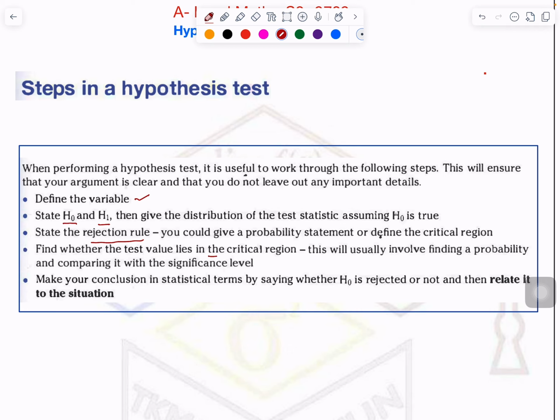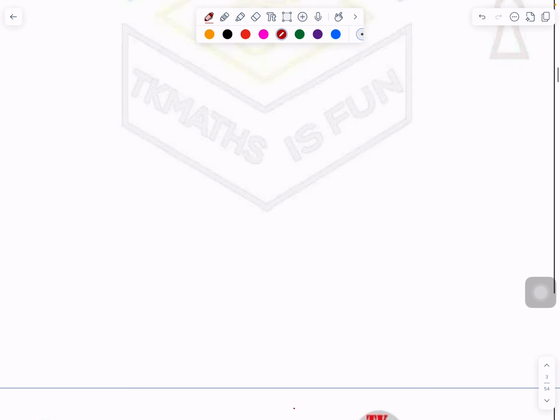So all those who fall in that region is called the critical region. So for example, I said all those who get less than 25% in the exam will fail. So if somebody gets 22%, 23%, 18%, it is all less than 25%. So they will all fail, right? So any value which falls in the critical region is considered as a rejection of the null hypothesis. Make your conclusion in statistical terms. So whatever the scenario is, then we comment in that context.